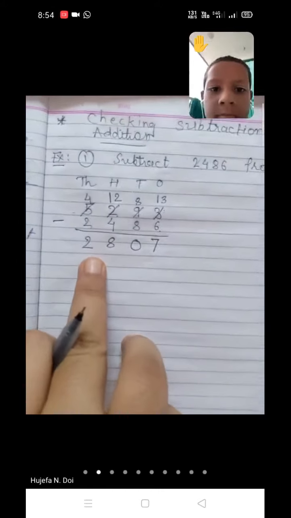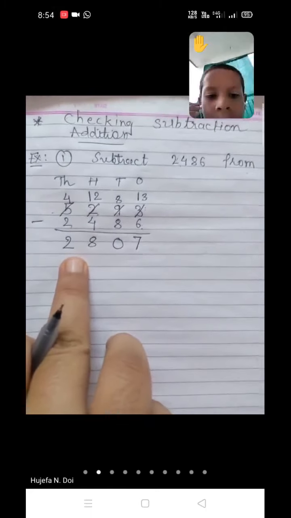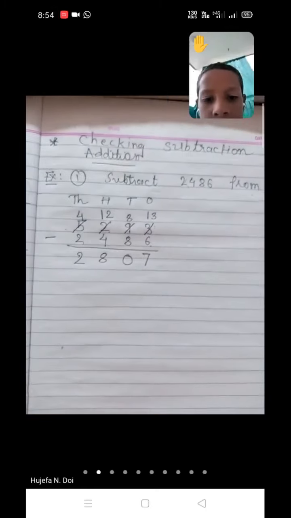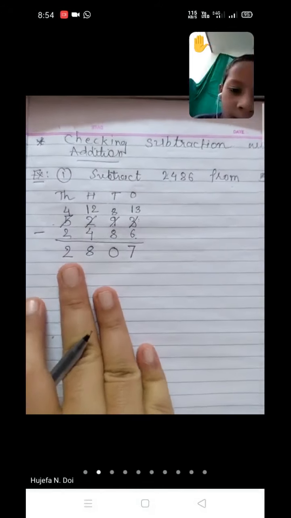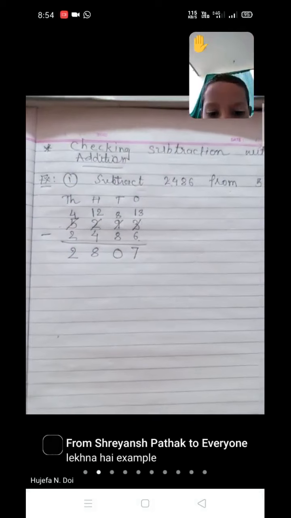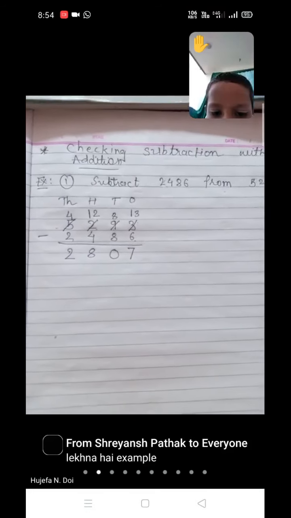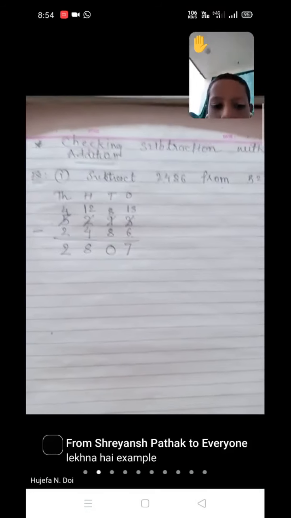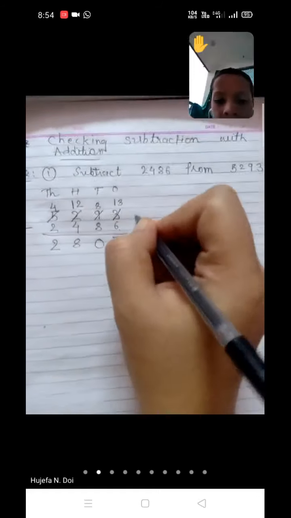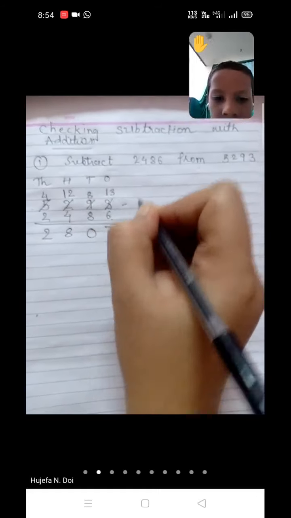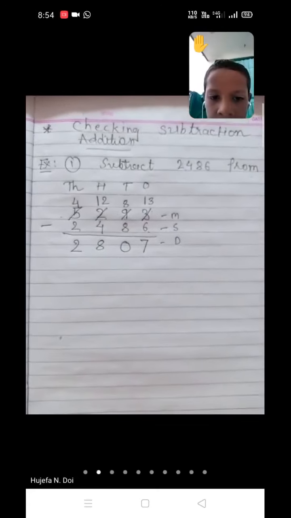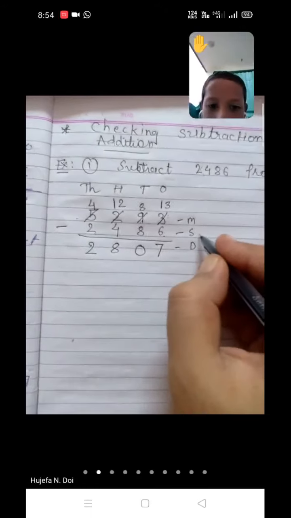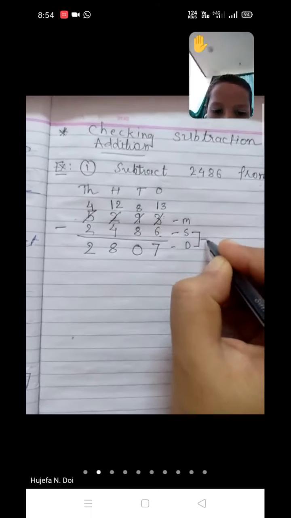What is your answer? 2807. Now we complete our subtraction. Now we have to check if your answer is correct or not. For that, what should you have to do? This is your minuend, this is your subtrahend, and this is your difference, right? So for checking the subtraction, you have to add the subtrahend and the difference.